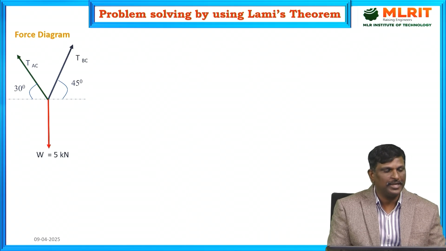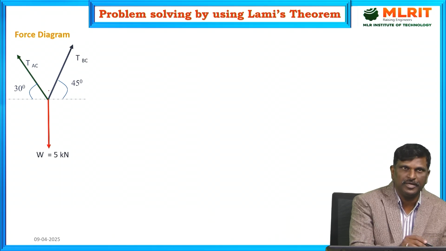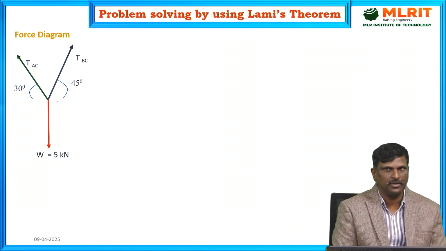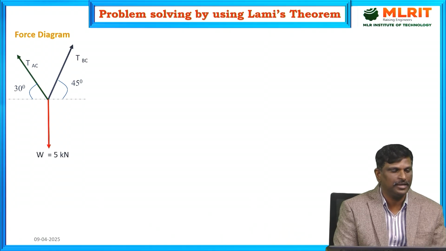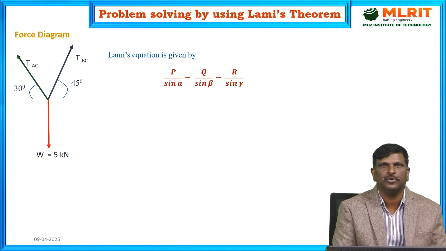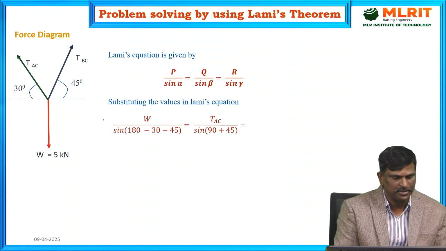Now, apply Lami's theorem. The body is under equilibrium, three forces are acting on the body and the three forces are concurrent. So, we can apply Lami's equation. The Lami's equation is given by P by sine alpha equal to Q by sine beta is equal to R by sine gamma. Here, substitute the values. Take any one as P. Here, let us say W.